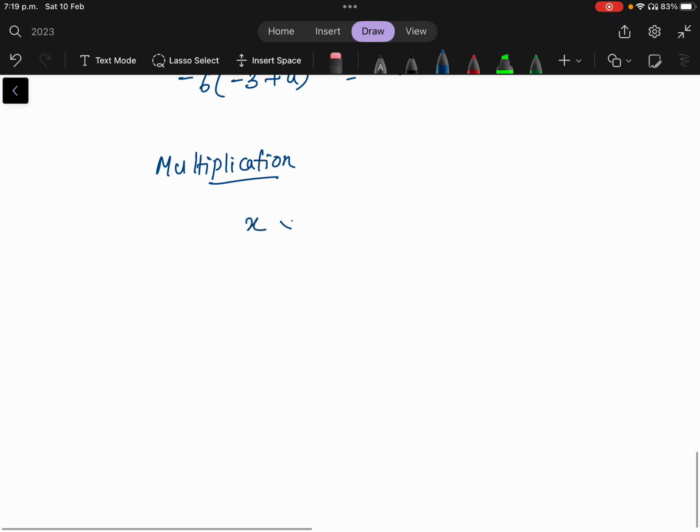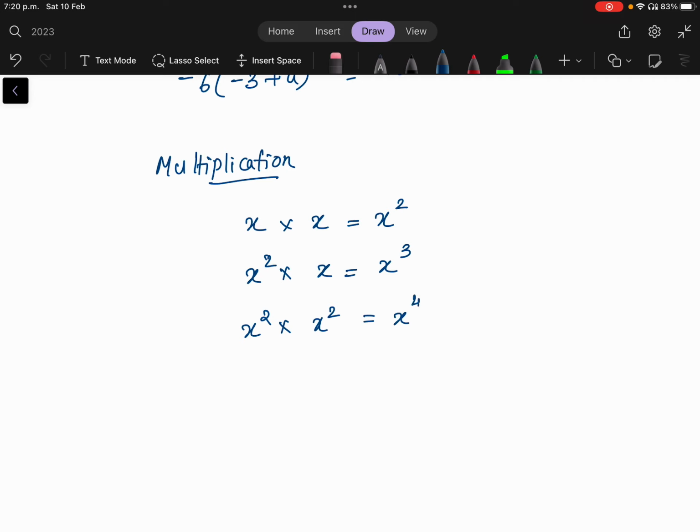If you have x times x, that is equal to x square. You have x square times x, it will become x cube. X square times x square equal to x to the power of 4. So if you can see that, you just add these two integers and you get the answer. So you can do any high amount of numbers, like x to the power of 5 times x to the power of 5 will be x to the power of 10. So add 5 plus 5.